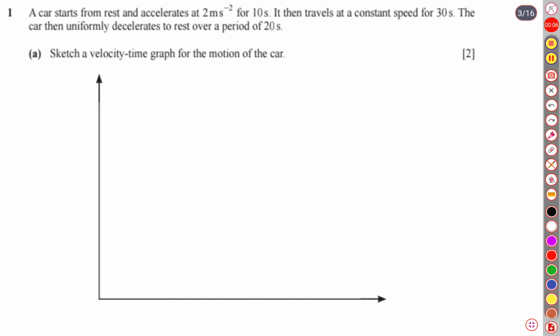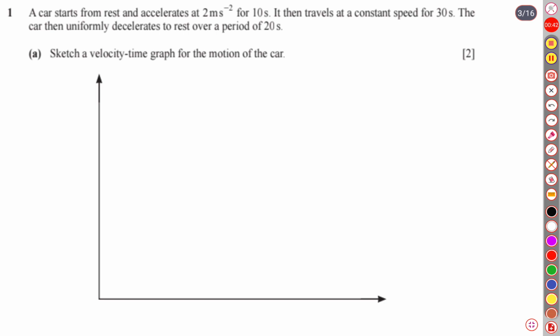Today we are going to solve a question from mechanics, and the question belongs to paper 9709/41 for the session May June 24. Question number 1 says a car starts from rest and accelerates at 2 meter per second square for 10 seconds. It then travels at a constant speed for 30 seconds. The car then uniformly decelerates to rest over a period of 20 seconds. Question number A says sketch a velocity time graph for the motion of the car.